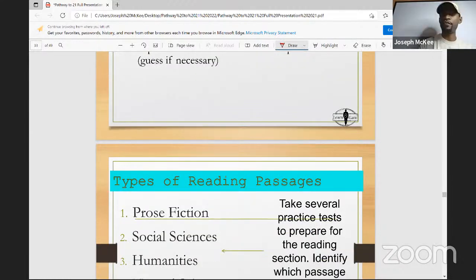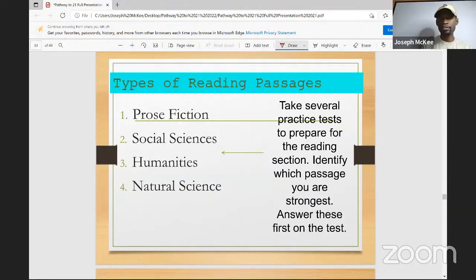So in identifying your type of passage that you are strongest in, ACT gives you 4 types of passages: prose fiction, social sciences, humanities, natural science. Now, the only way you will know which one is your strongest suit is to take several practice tests. You have to take several practice tests. So you won't get it after just one.